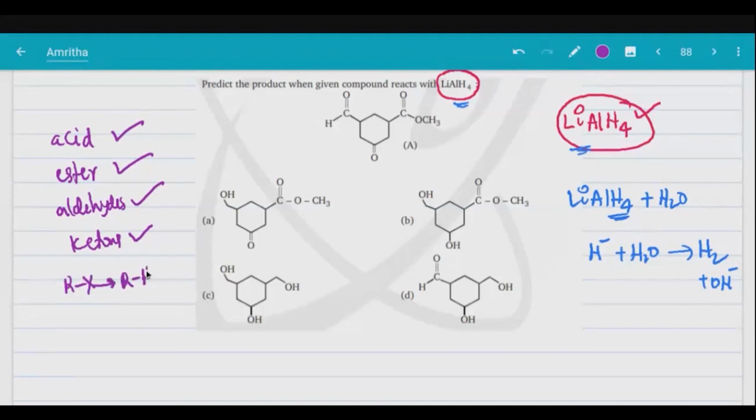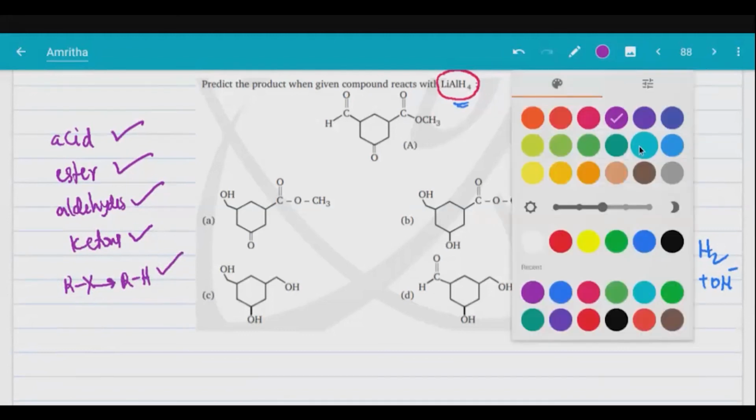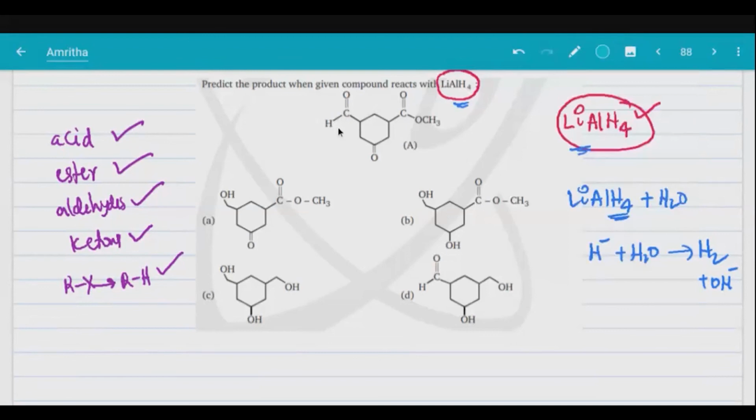Rx2 RH we get, yes, or elimination we get. So it is a strong reducing agent. See, this question is given because different functional groups are there: ketone, aldehyde, ester. So will it react or not? Will the student be able to identify this or not? For that purpose, this question is framed.